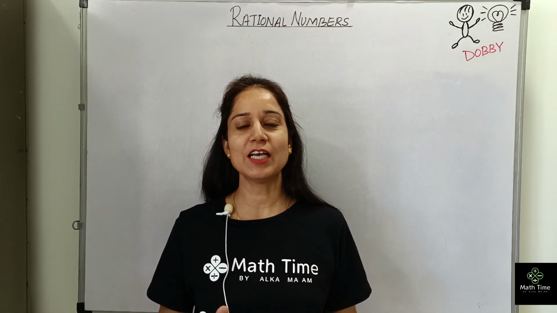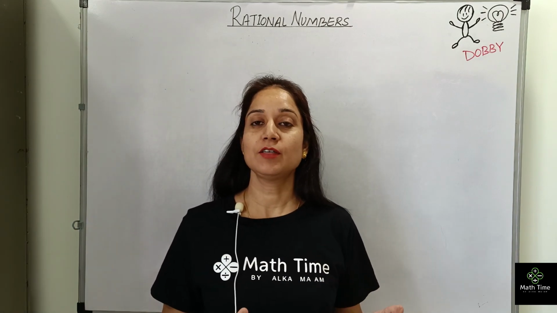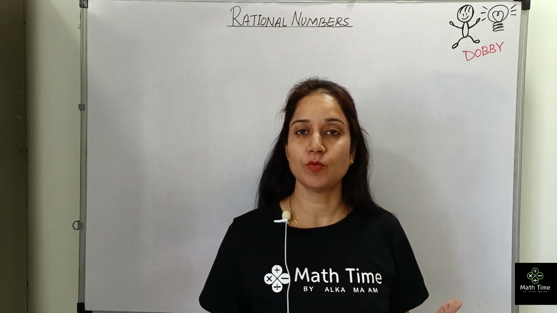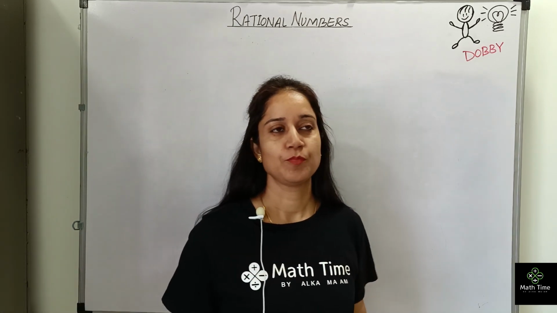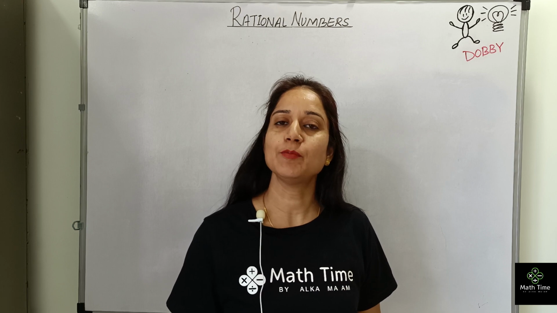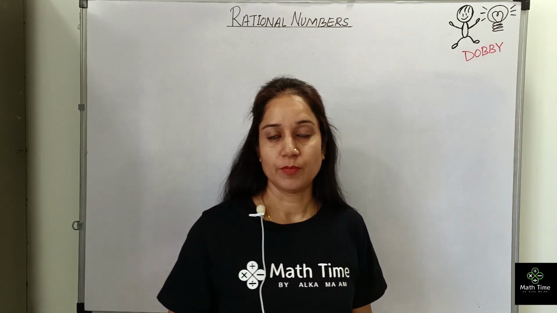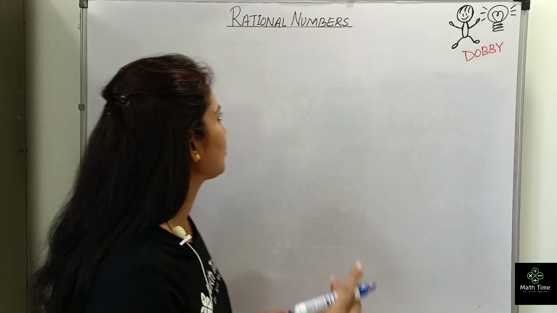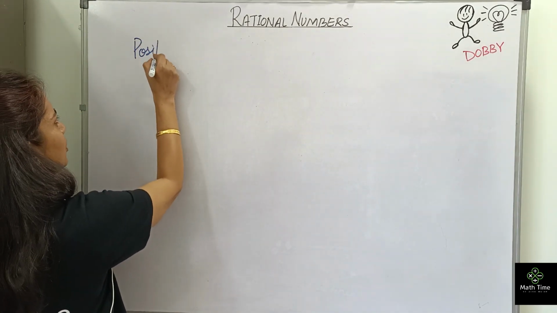In our previous class we started the topic rational numbers, right? In that class we studied what is the closure property of rational number under addition. Now today let us go further. First of all, let us see types of rational numbers and other properties of rational numbers. First of all, we are having positive rational numbers.